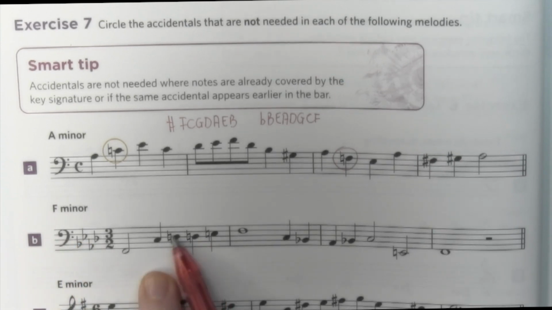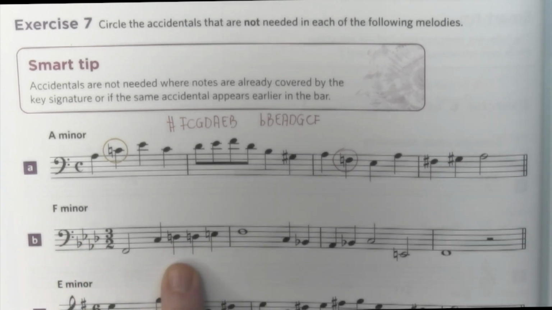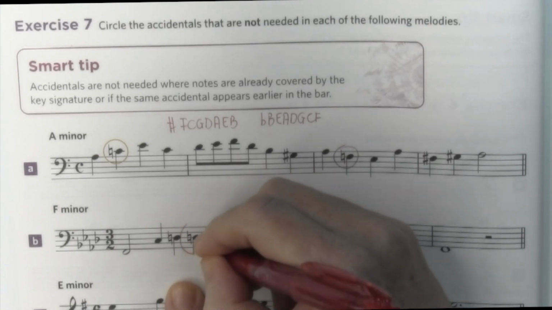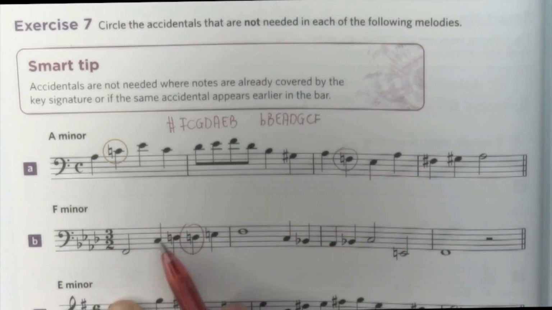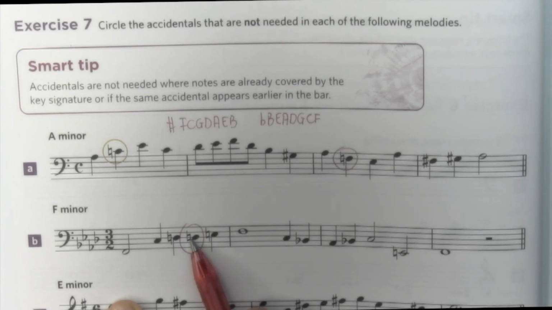However, do we need 2 naturals here? No, we need just one, the first one, because the accidentals stay until the end of the bar. So this is pleonastic. It means that it's superfluous.